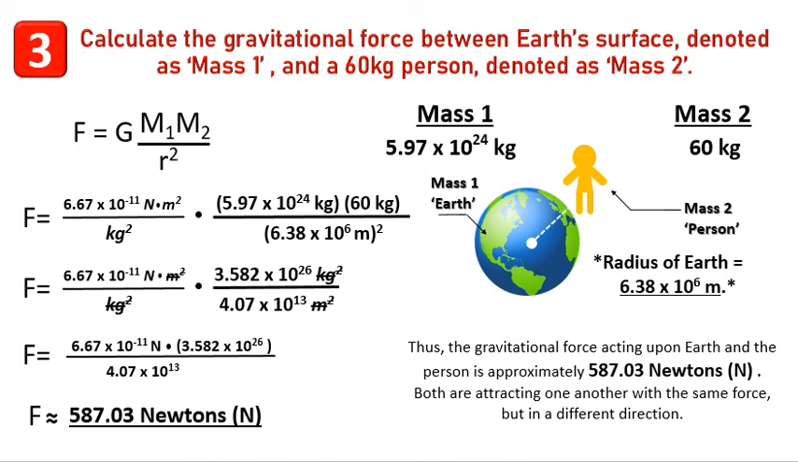Now the problem simplifies to 6.67 times 10 to the minus 11 newtons times 3.582 times 10 to the 26th power divided by 4.07 times 10 to the 13th power. When we plug this entire ratio into our calculators, we should get an approximate value of 587.03 newtons. Thus, the gravitational force acting upon Earth and the person is approximately 587.03 newtons. Once again, both are attracting one another with the same force but in a different direction.